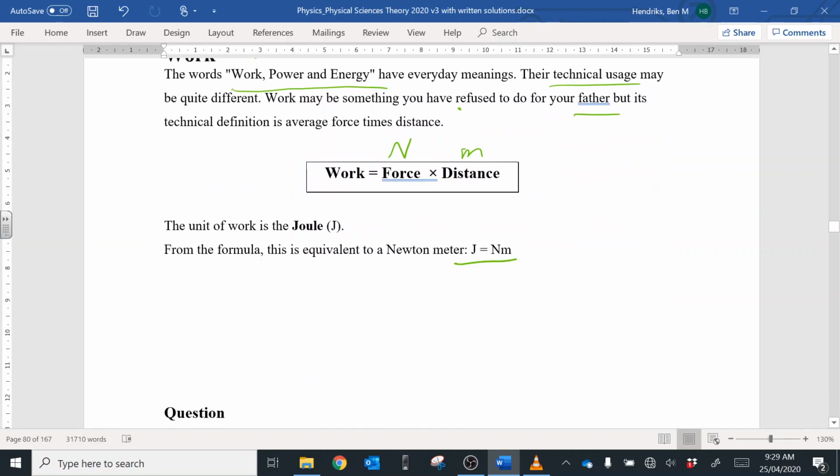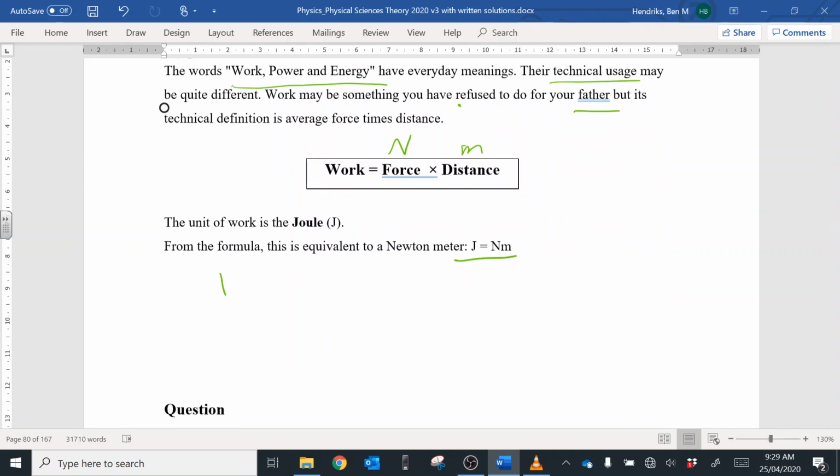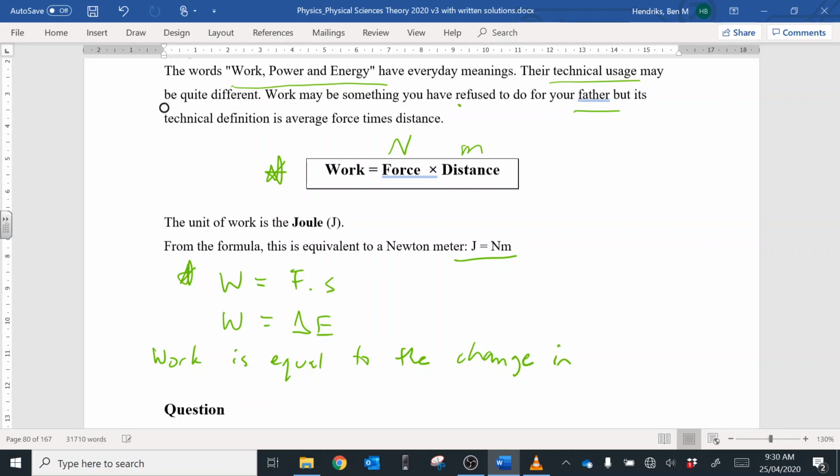Alright, I just want to go over, so we've got in our formula sheet, work is equal to force times distance, which is equivalent to this equation here, so that's okay. There's another equation for work. Work is equal to the change in energy. And this is actually the way I like to think about work. So another definition of work is equal to the change in energy of a system.